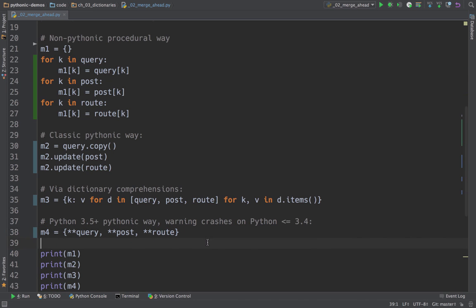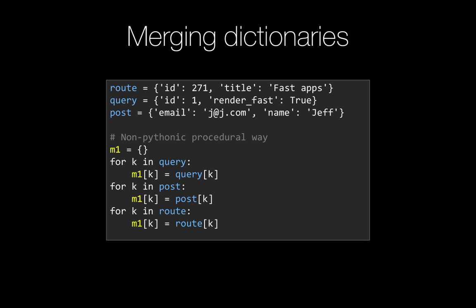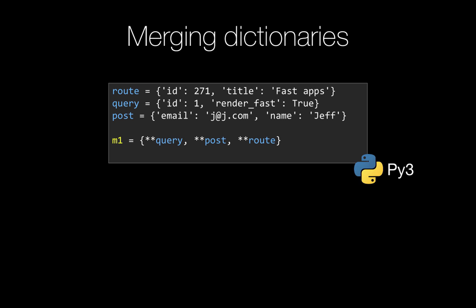Let's see that in a graphic. So here's our three dictionaries and our non-Pythonic way. We create a blank dictionary and we just loop over all the items and we just start filling it up. Very procedural, not amazing. But instead, we can use the Python 3, that is 3.5, actually quite high, way of unpacking the dictionary back into a dictionary. So the **query, **post, **route becomes a new dictionary. Very nice.